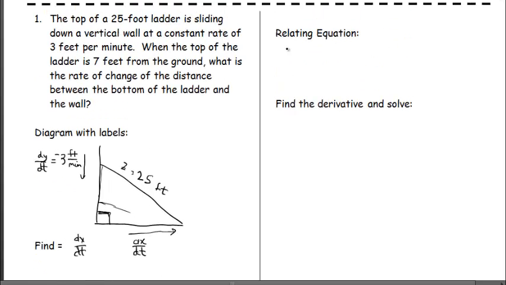All right, the relating equation is going to be x squared plus y squared equals z squared. Now, if we think about that for just a second, z is a constant. The hypotenuse is never going to change. The two legs will change as the ladder's sliding down, but that hypotenuse is always going to be 25. If it were changing, then I'd have to put a variable there, but it's not. So find the derivative with respect to time.